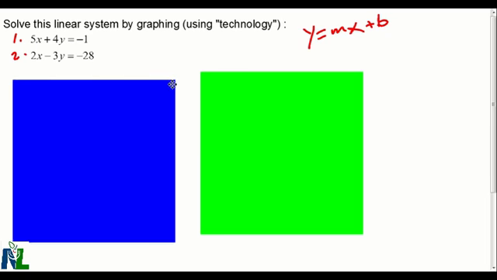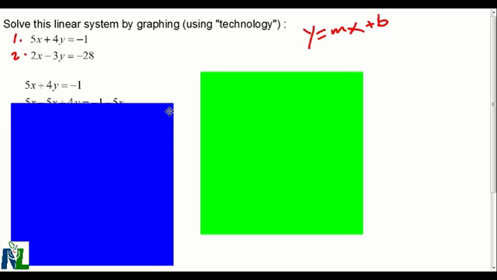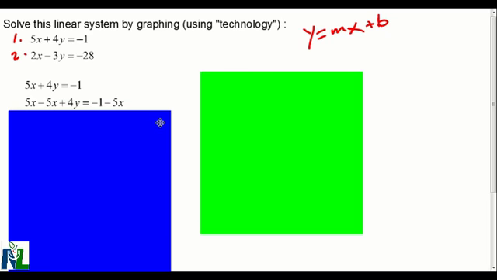Let's consider equation 1. 5x plus 4y equals negative 1. So I want to get that in y equals mx plus b form. So I want y by itself on the left-hand side. So the first thing I'm going to do is subtract 5x from the left-hand side. But if I subtract 5x from the left-hand side, I must also subtract 5x from the right-hand side.